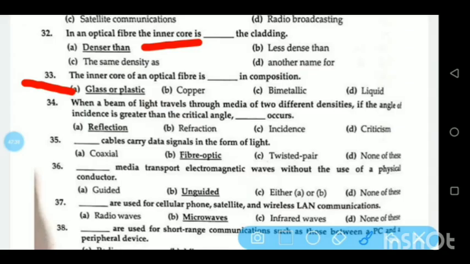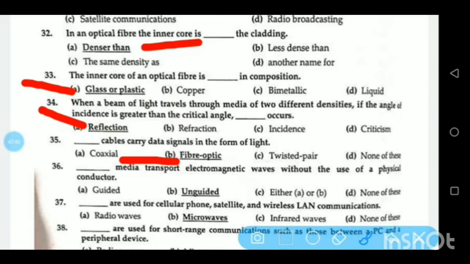When a beam of light travels through media of two different densities, if the angle of incidence is greater than the critical angle, reflection occurs. Dash cables carry data signals in the form of light. Fiber optics.